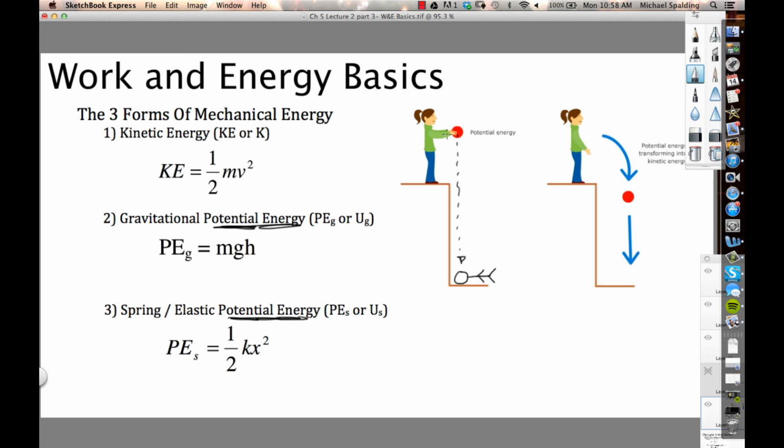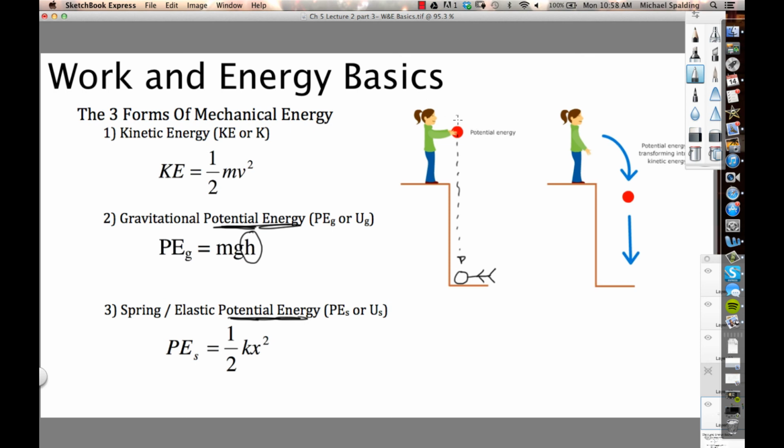But to make this even more clear, the thing we got to talk about is this H. The definition of H is the vertical height, and this is typed up for you in the Spaldo notes. It's the vertical height above or below the 0 point. Now, what is the 0 point? The 0 point is where we measure H from.